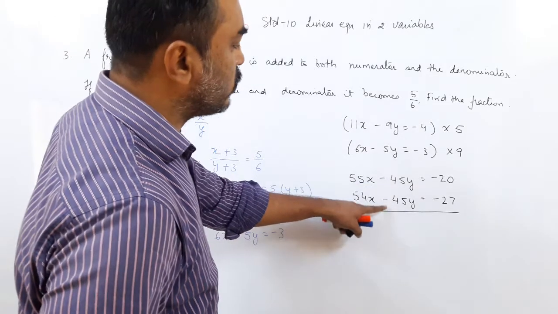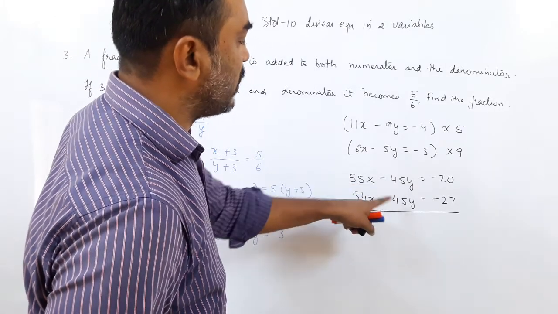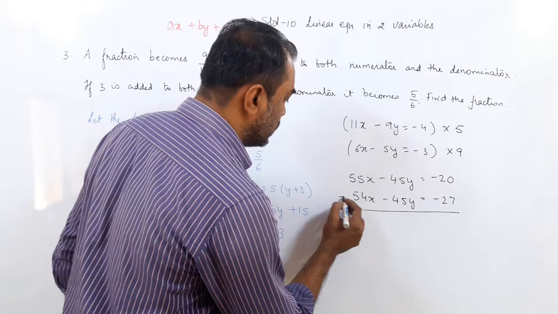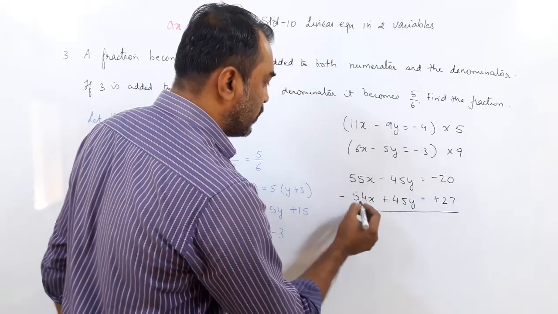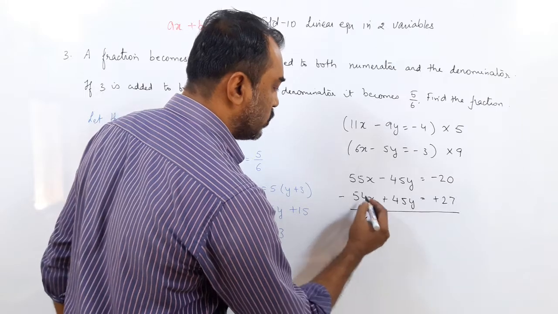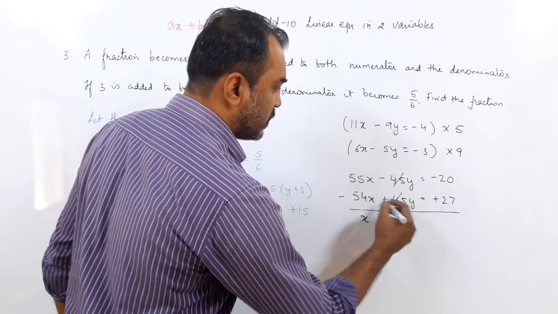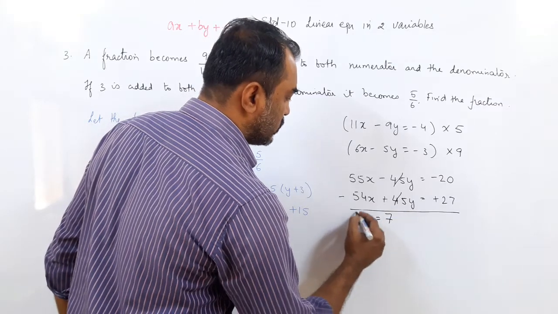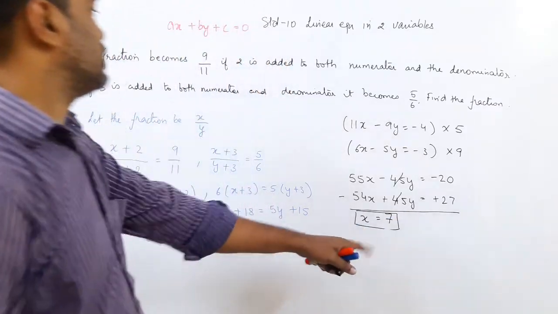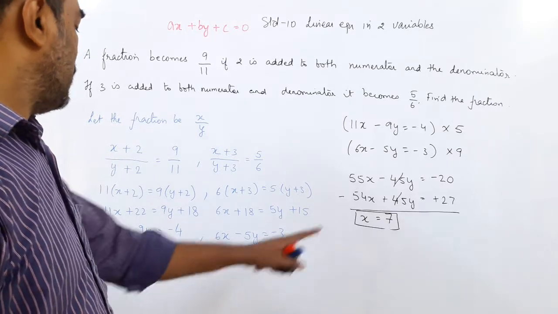Now you can see both are negative, 45y and 45y, both are negative, so we have to subtract. So this becomes minus, this becomes plus, this becomes plus. So 55 minus 54 is x, only x. Minus 45 plus 45 gets cut, and minus 20 plus 27 is 7. So I got x equal to 7.